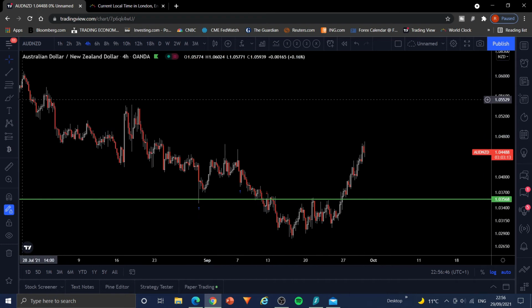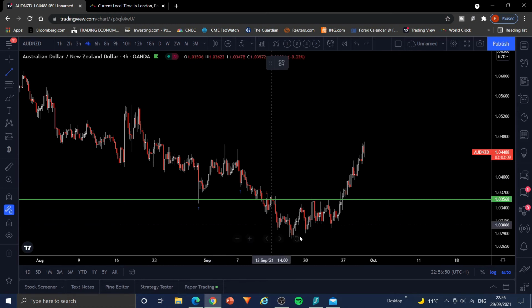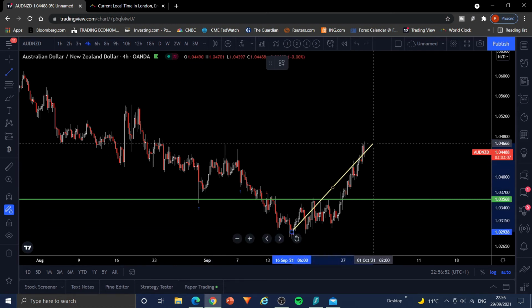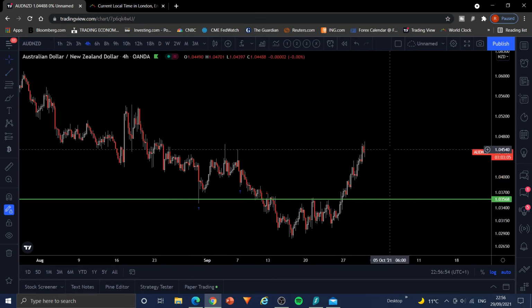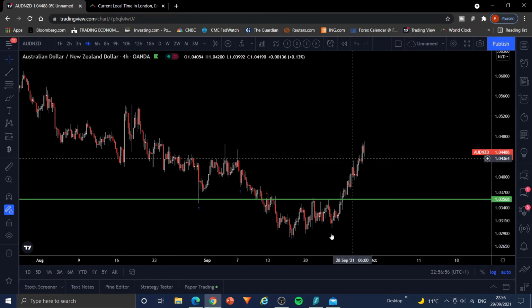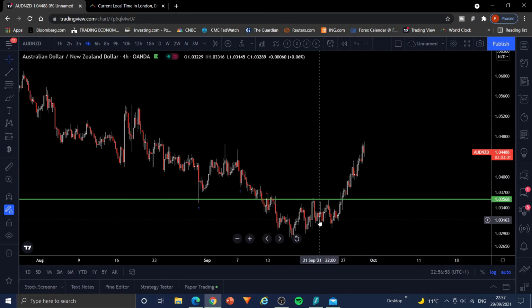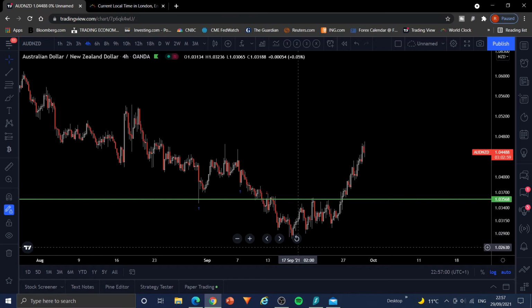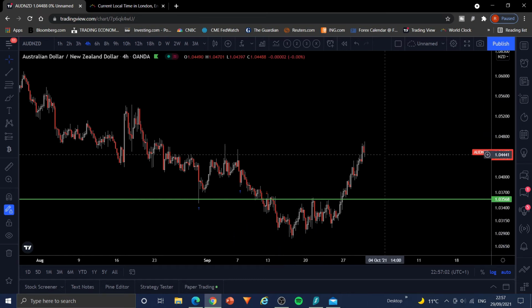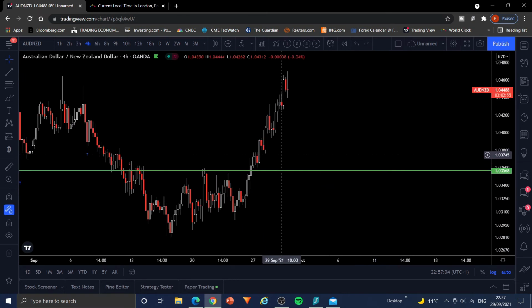What becomes of interest to me now is this leg here. This leg here now is of interest to me. Why is that of interest to me? Because this is the latest leg, this is the impulsive leg that I'm talking about. So now that we have the impulsive leg, let's go down to the hourly chart.